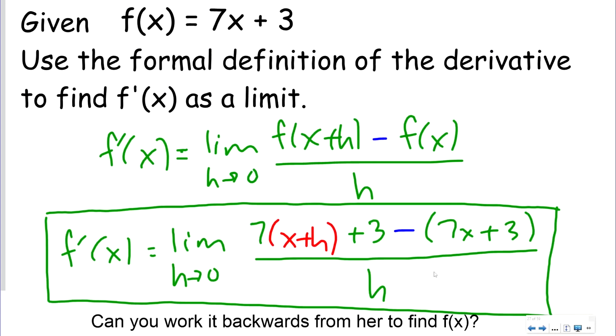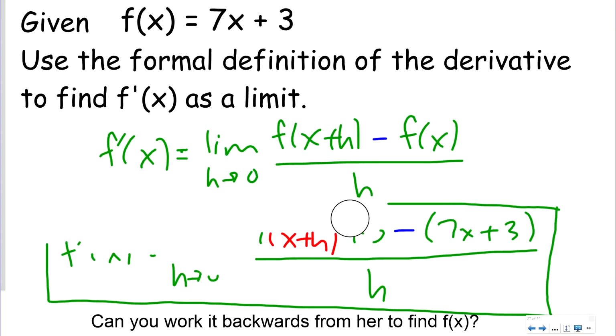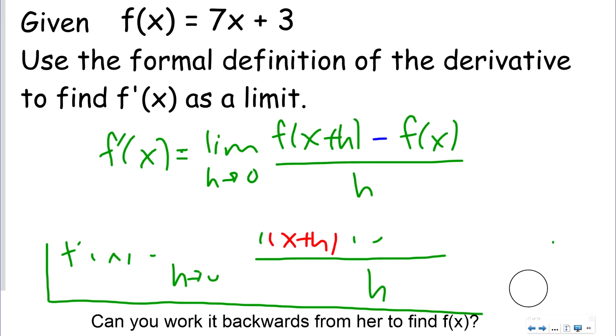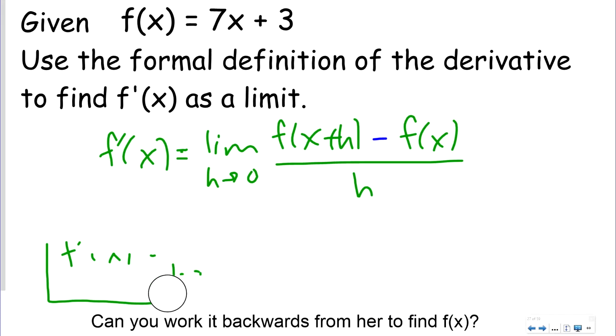Okay, so knowing that, what we're going to do is find the derivative of f of x equals 7x plus 3. Another way to say it is we're going to find f prime of x. So that's equal to this formal definition of a derivative. I already know that. This is the formal definition of a derivative. And so what I'm going to do is rewrite this problem.